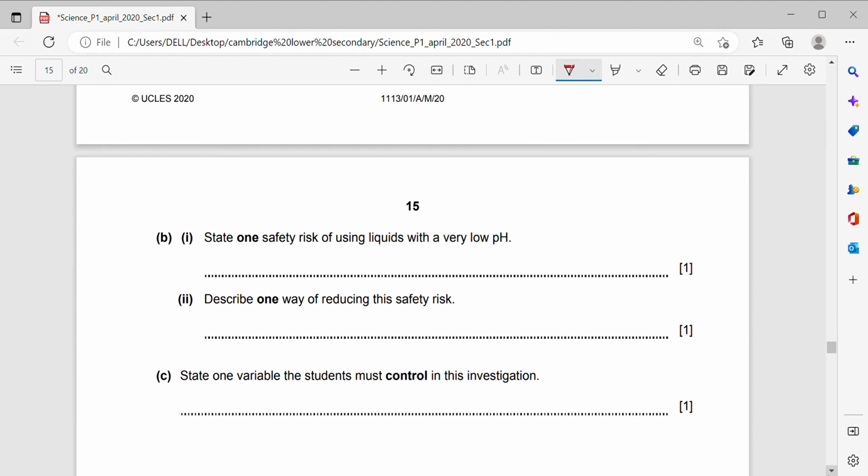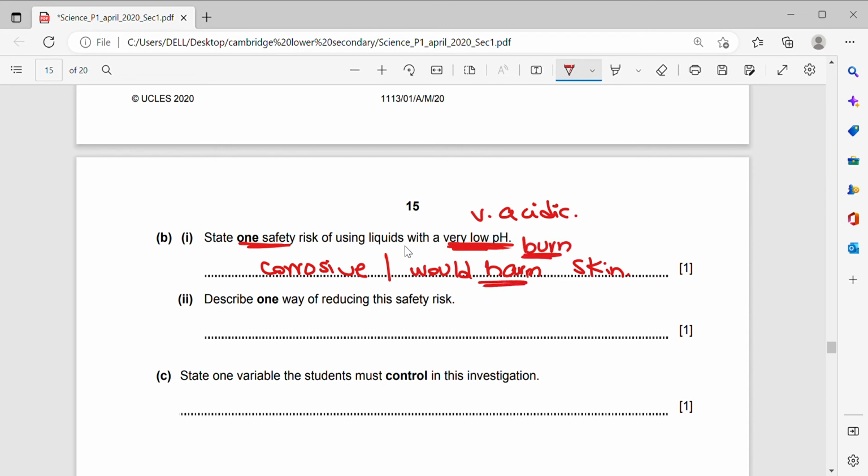Next question. State one safety risk of using liquids with a very low pH. Very low pH يعني very acidic. Very acidic يعني ايه السيفتي ريسك اللي ممكن تتعرض له؟ ان الأسيدك substances they are corrosive. What might happen? It would harm the skin. You could also write it would burn the skin. Okay, either harm or burn the skin because it's corrosive.